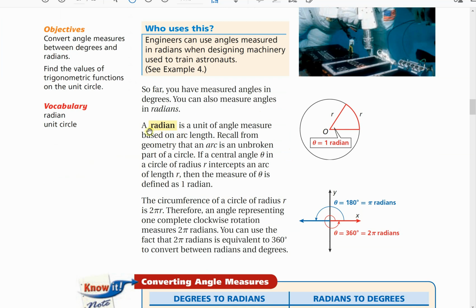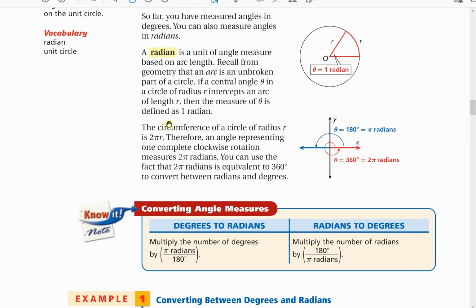But a radian, if you see here from the textbook, is a unit of angle measure based on arc length. In geometry, an arc is an unbroken part of a circle. If the central angle theta in a circle has a radius of r and it intercepts an arc of length r, then the measure of theta is defined as 1 radian. The important part to see here is this part here. The circumference of a circle with a radius of r is 2 pi r. Therefore, an angle representing one complete clockwise rotation is 2 pi radians.